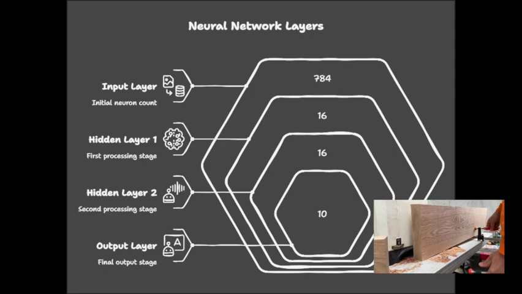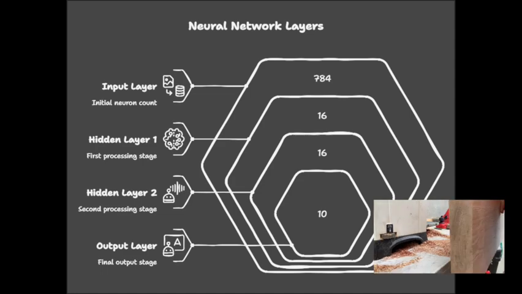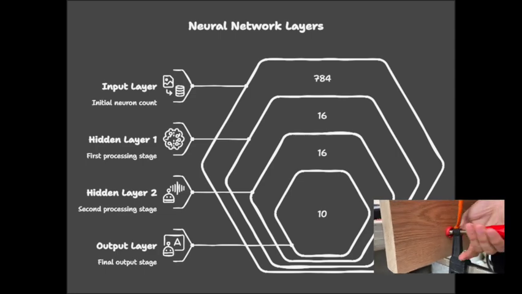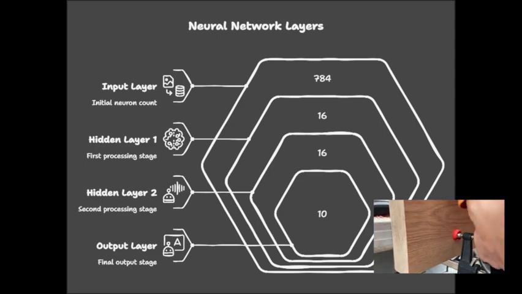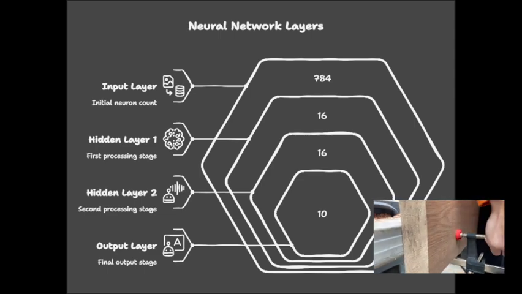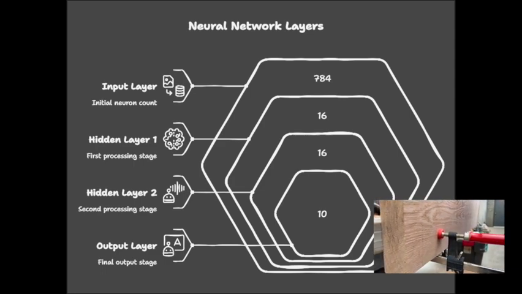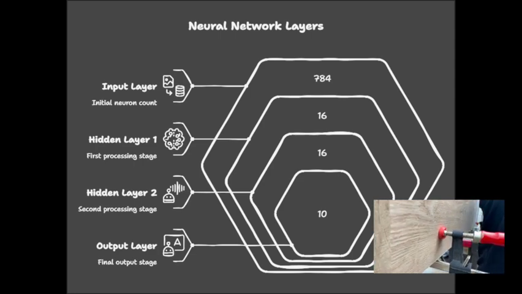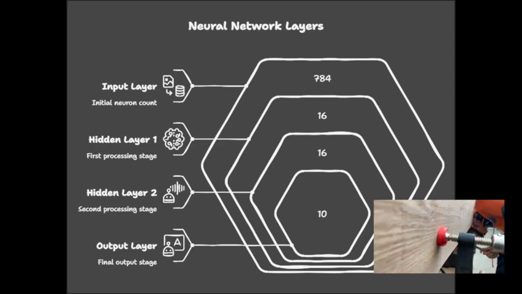To see this in action, look at a classic problem: handwritten digit recognition. We train a neural network to recognize numbers from the MNIST dataset. Each digit is represented as a 28 by 28 pixel image, which means we have 784 input neurons. In our setup, we use two hidden layers, each with 16 neurons, and an output layer of 10 neurons, one for each digit from 0 to 9.